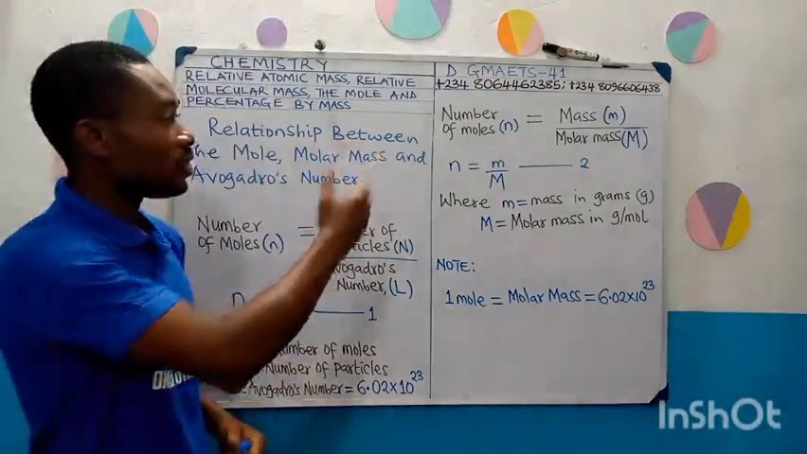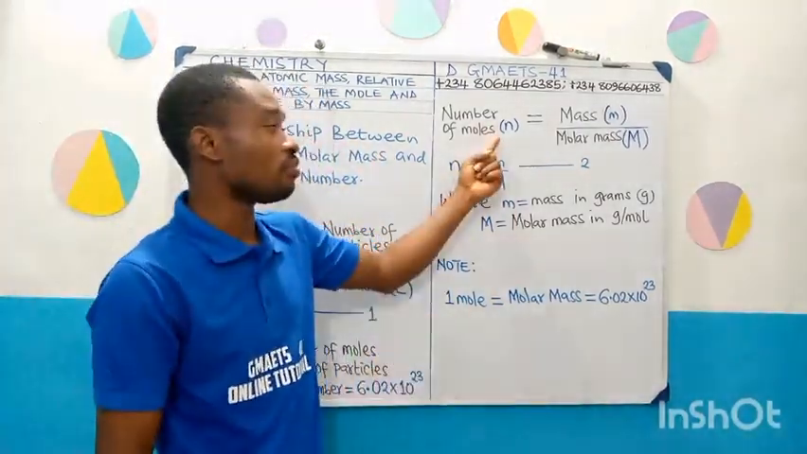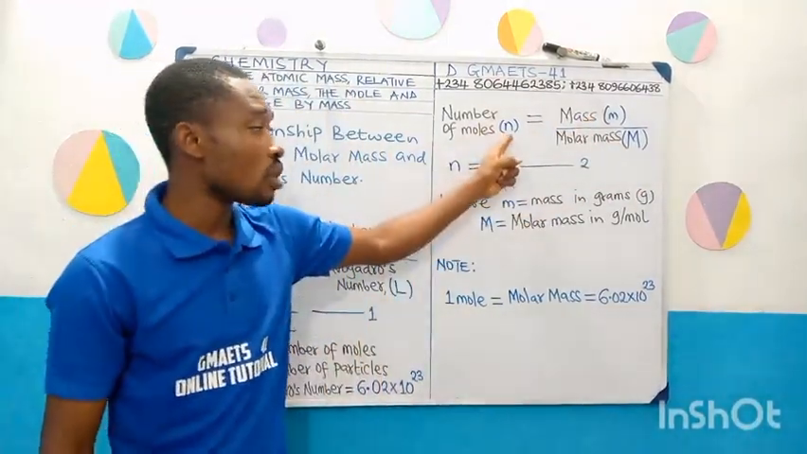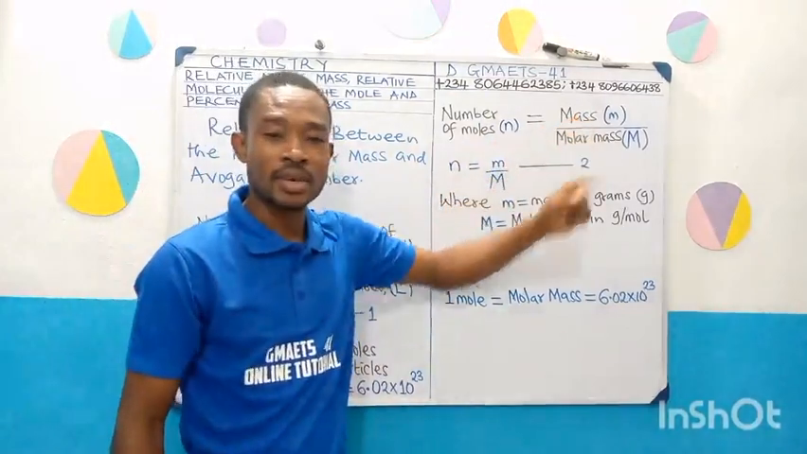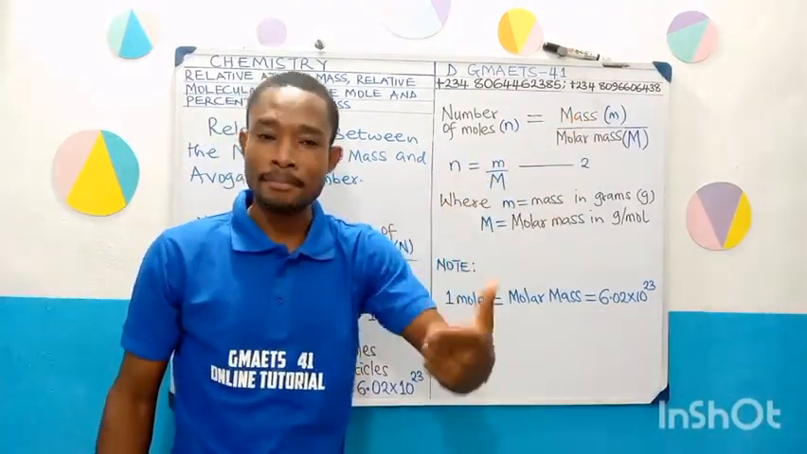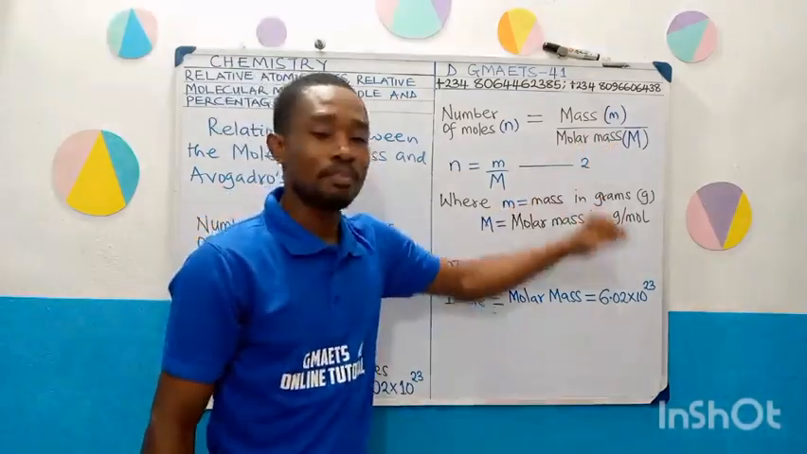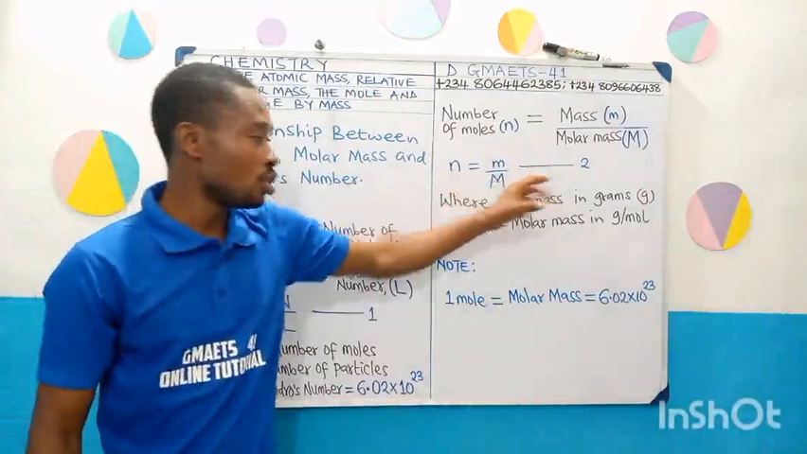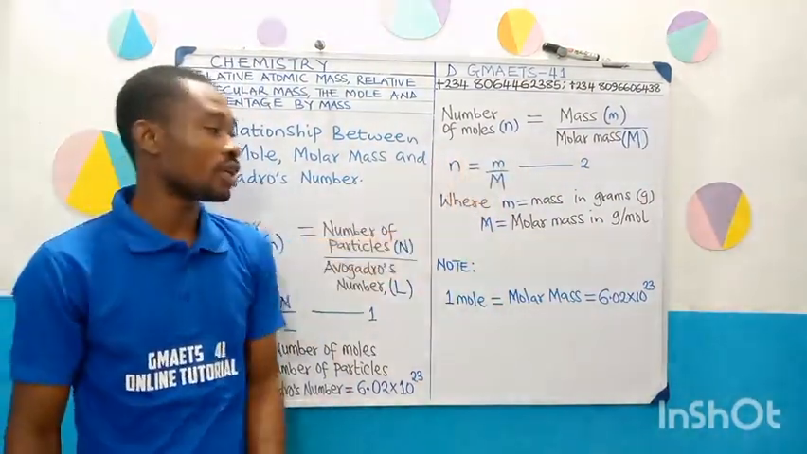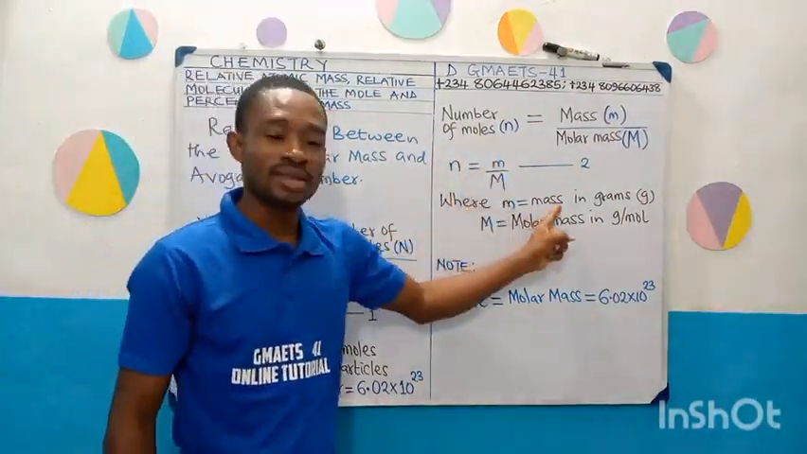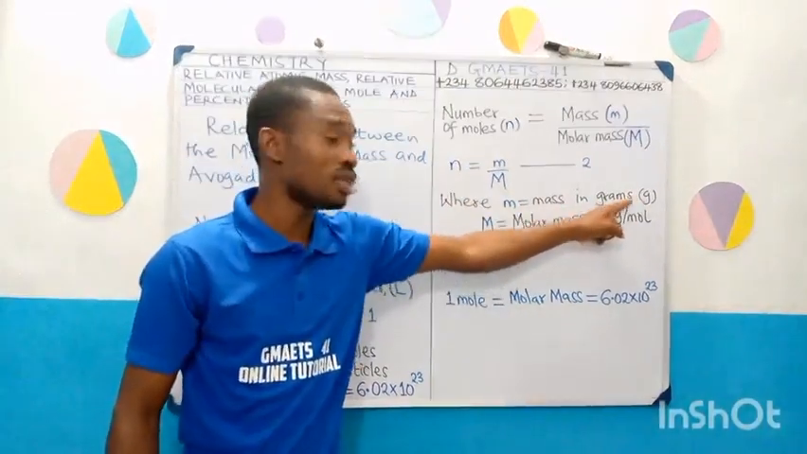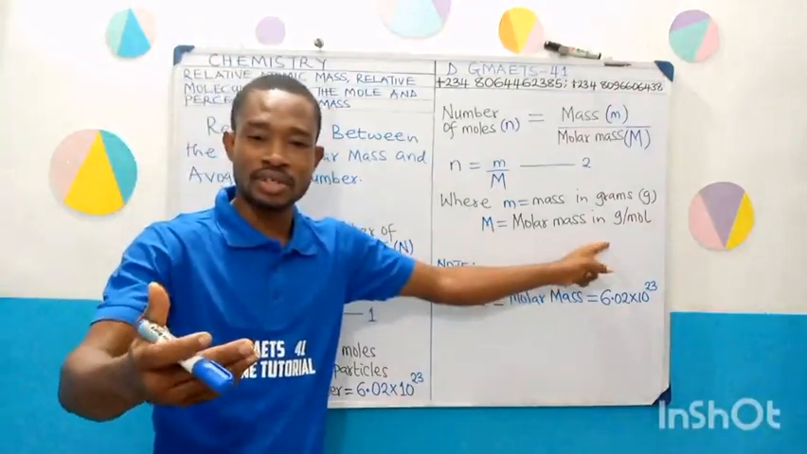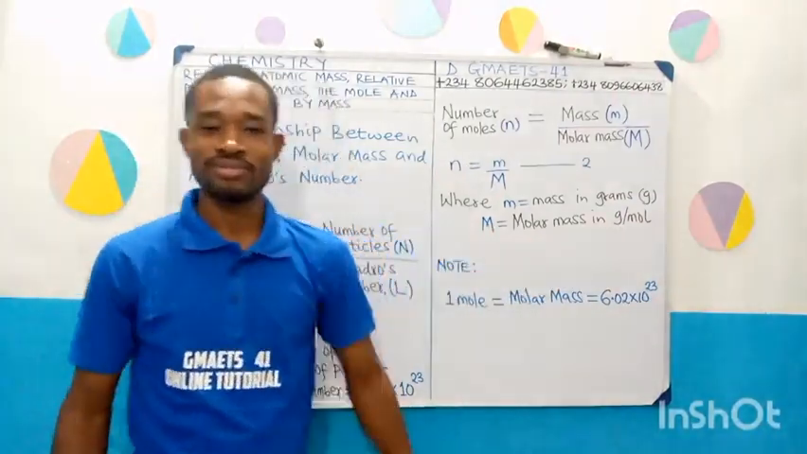The second one we have here is the relationship between the number of moles, mass, and molar mass. The number of moles, small letter n, is equal to the mass of that substance, small letter m, divided by molar mass, capital letter M. That we call equation 2. I use the letters to write out the formula. This small letter m is simply mass, and the unit is in grams. The unit is in what? Grams. Molar mass, we've already talked about the unit, grams per mole.